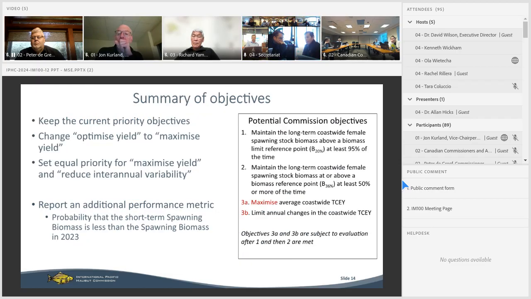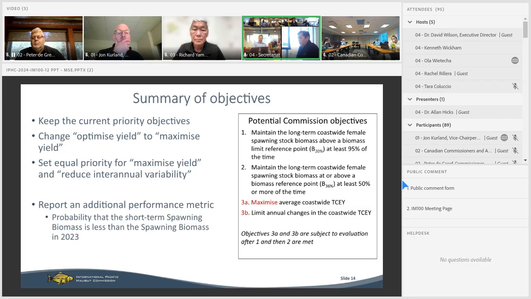So to summarize the current objectives, one, the MSAB felt keeping the current priority objectives would be useful, but changing optimized yield to maximize yield and setting equal priority for maximizing yield and reducing interannual variability. And then we felt it'd be useful to report an additional performance metric. There's still some uncertainty whether maintaining the spawning biomass above some threshold would be useful. So we felt, well, let's just show what that would look like as an example and see if that is a useful performance metric for people to consider.